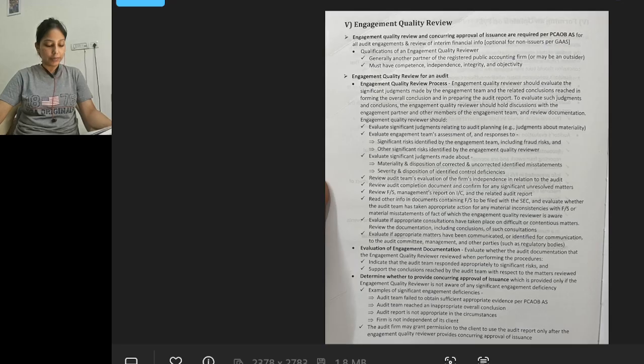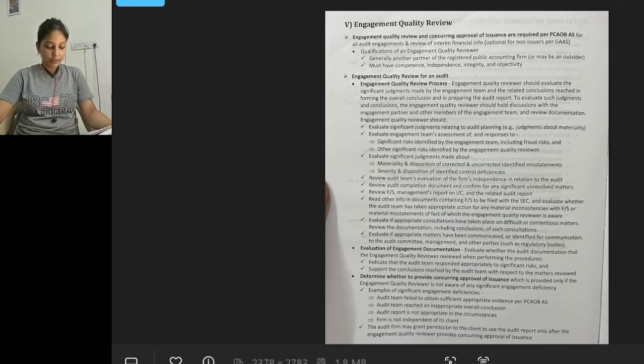Review the audit team's evaluation of the firm's independence in relation to the audit. Review audit completion documents and confirm there are no significant unresolved matters. Review the FS, management's report on internal control and the related audit report. Read other information in the documents containing the FS to be filed with the SEC, and evaluate whether the audit team has taken appropriate action for any material inconsistency with the FS or material misstatement of fact of which the engagement quality reviewer is aware. Evaluate if appropriate consultations have taken place on difficult or contentious matters.